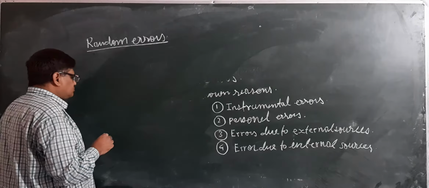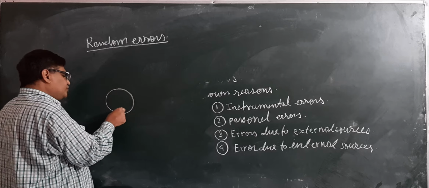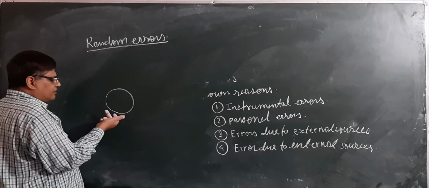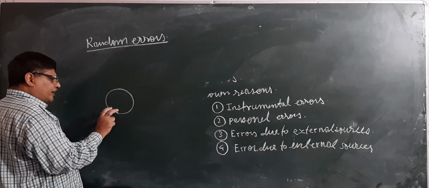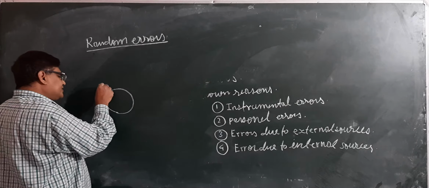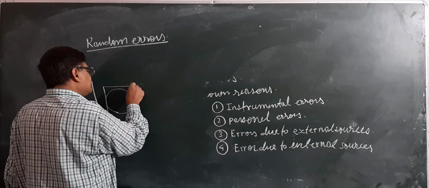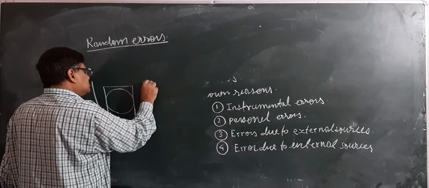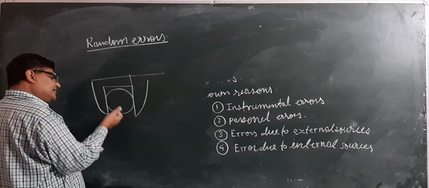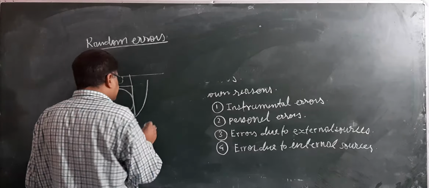Suppose we are measuring the diameter of a spherical bob. In order to measure the diameter of a spherical bob, we can turn this sphere to different positions and then measure the diameter. An instrument called vernier calipers is used to measure the diameter of the spherical bob. So this instrument is known as vernier calipers. If you keep on turning like this, you will get different observations.